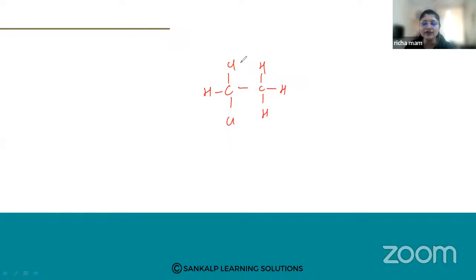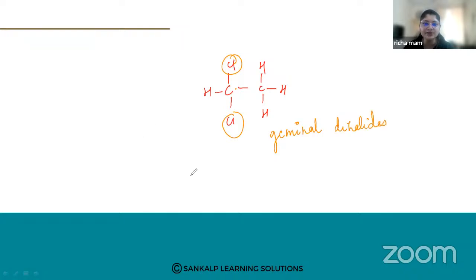Okay, so if the halogen atoms are present on the same carbon, right? Then they are called as what? They are called as geminal dihalides. Okay, please remember these words. They are called as geminal dihalides.